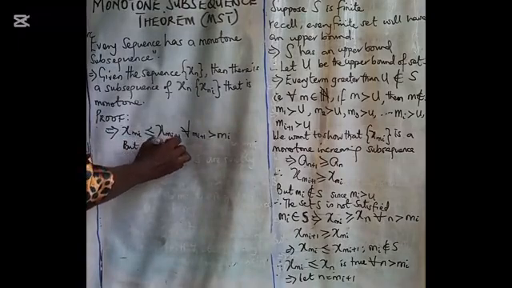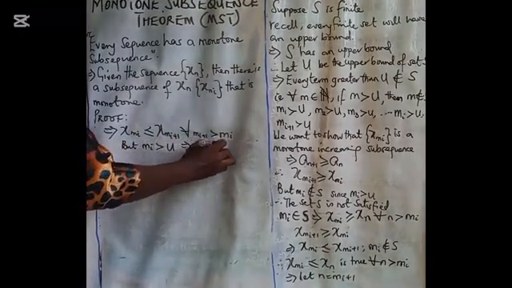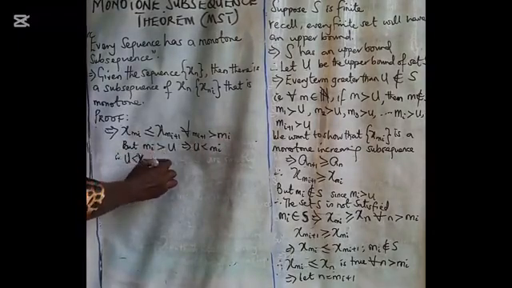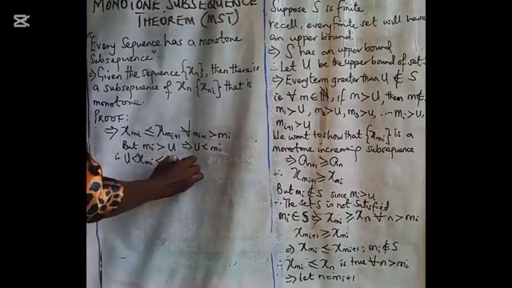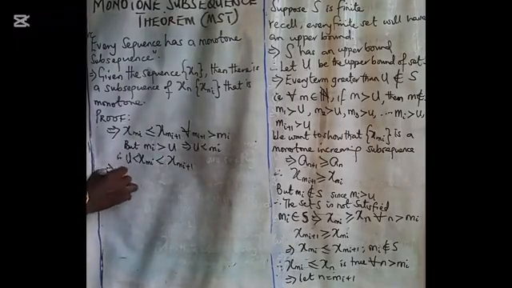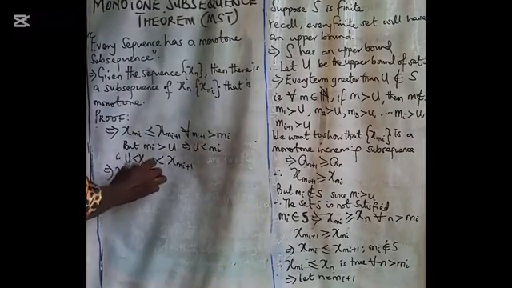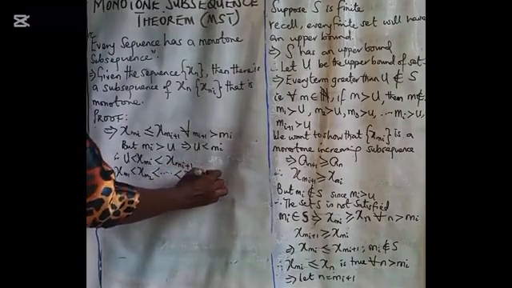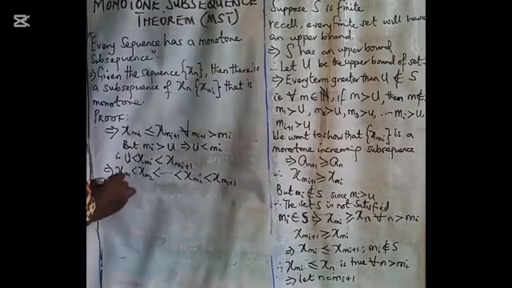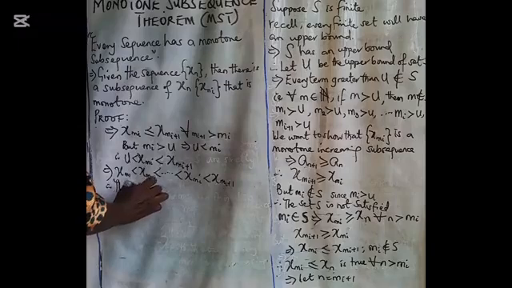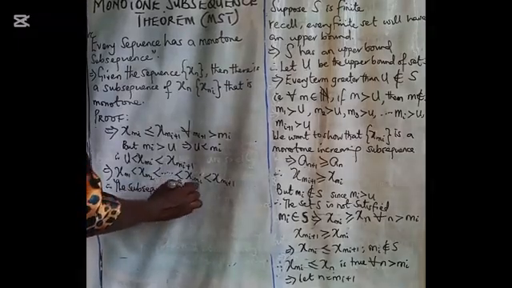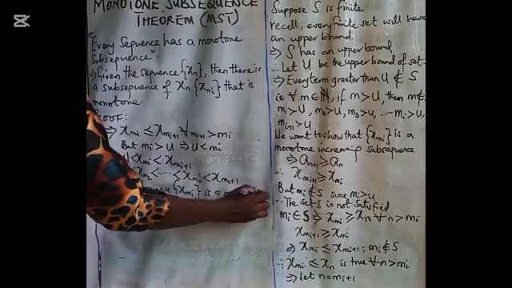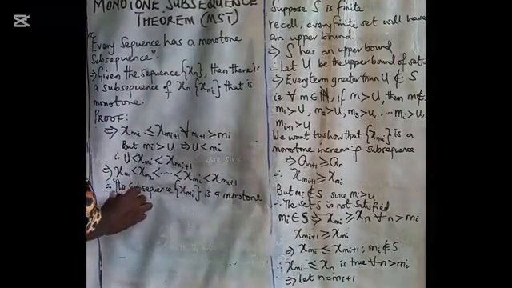But mi is greater than U. That implies that U is less than mi. Therefore, U is less than x sub mi, which is also less than what? X sub mi plus 1. And that implies that x sub m1 will be less than x sub m2, less than down to x sub mi, and that will be less than x sub mi plus 1. Therefore, the subsequence x sub mi is a monotone increasing subsequence.